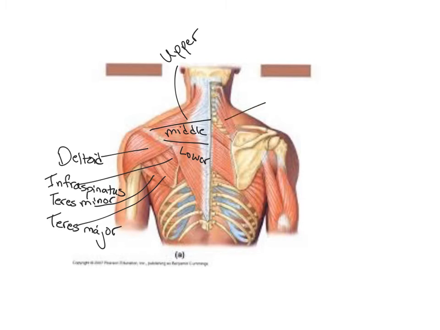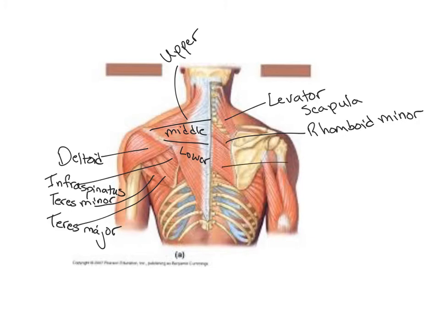On the other side, we see the levator scapulae. Its job is to elevate the scapula. Below that, we see the rhomboid minor, which causes retraction, as well as upward rotation of the scapula and a little bit of elevation. Below that, we see rhomboid major, which causes downward rotation as well as retraction and a little bit of elevation of the scapula.